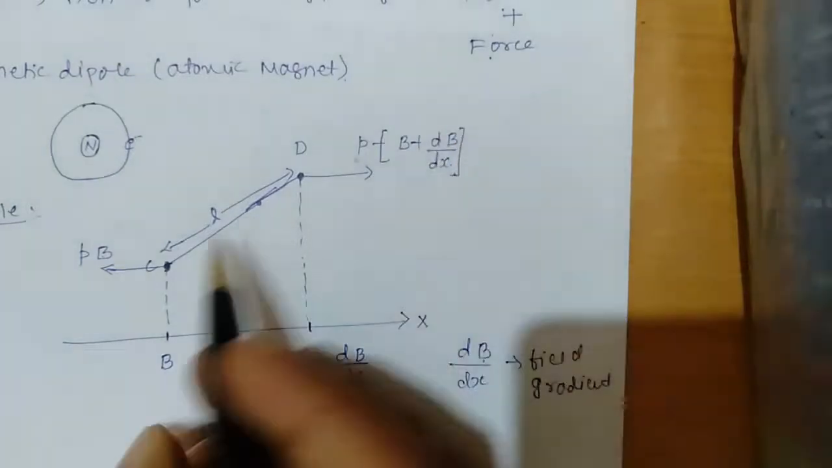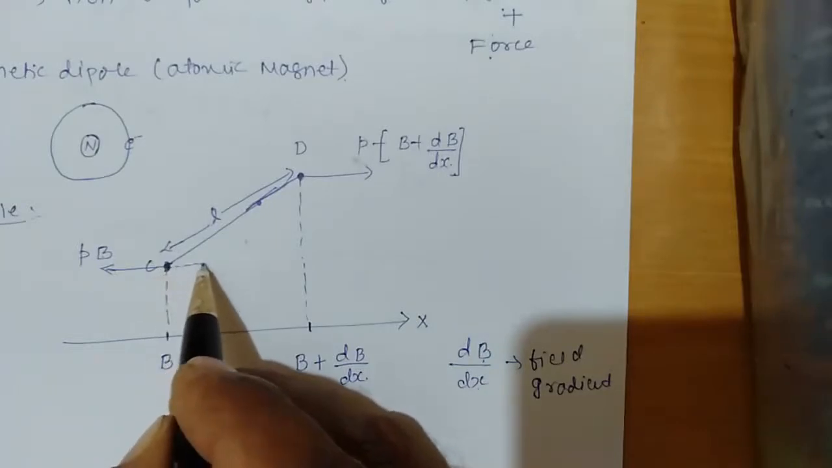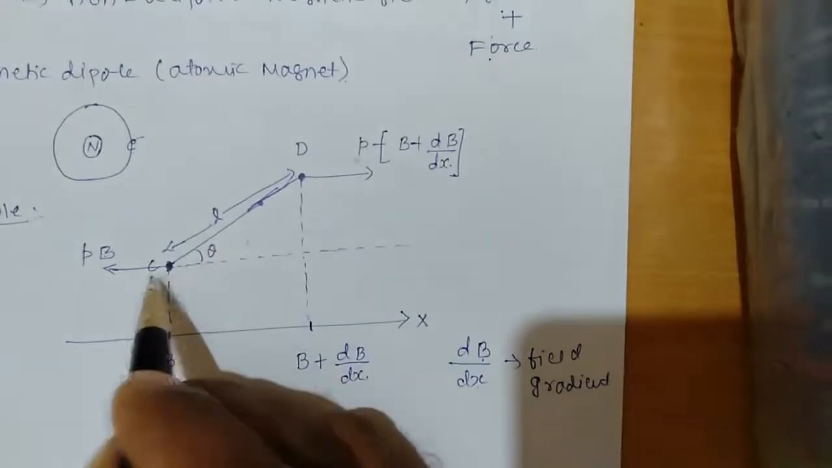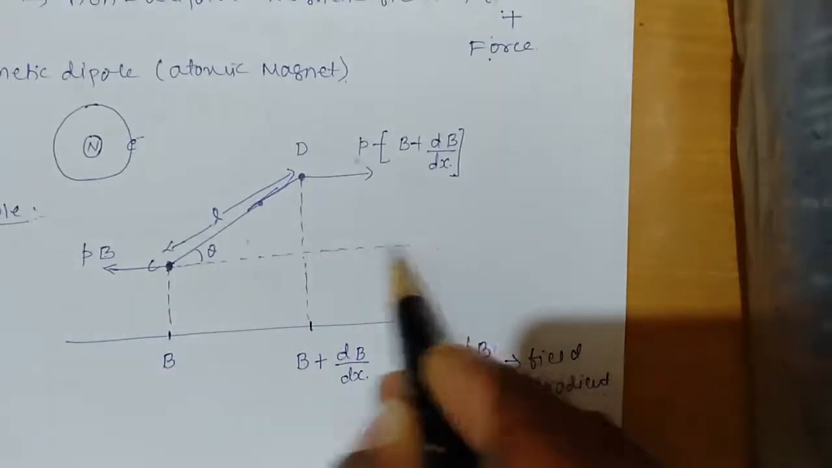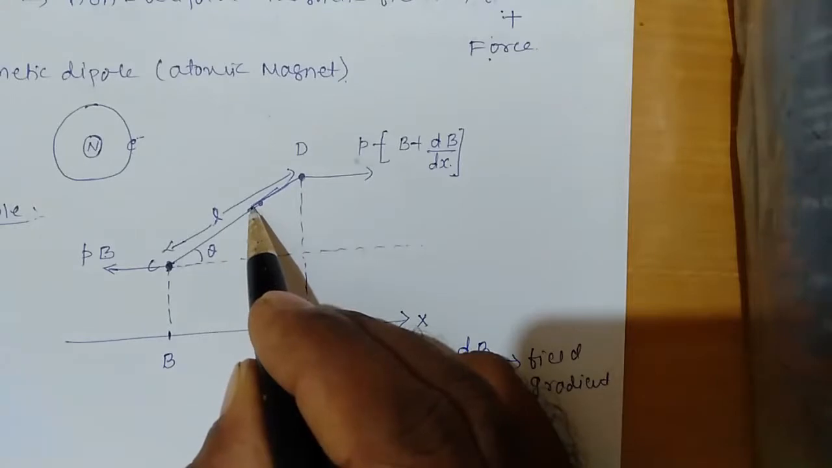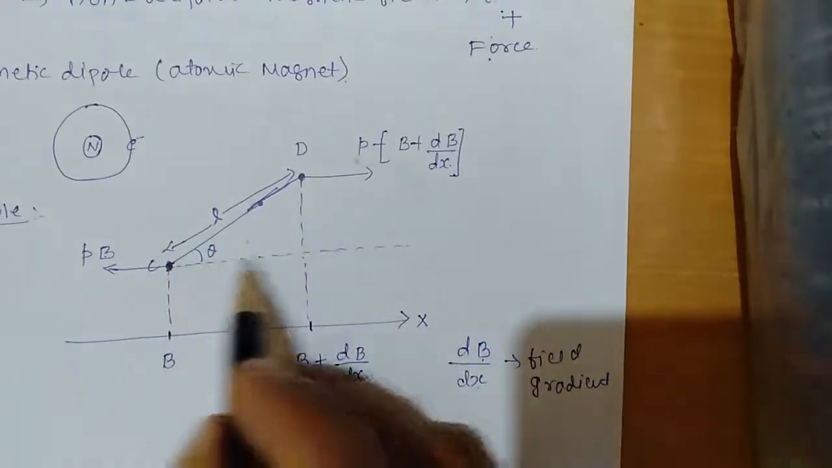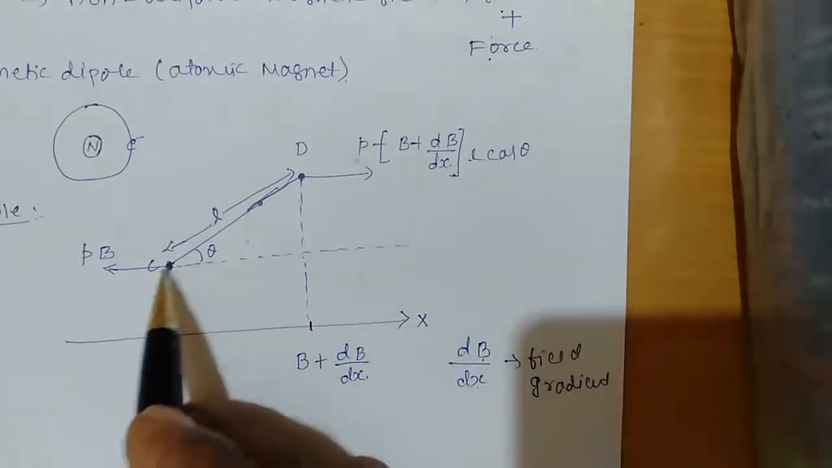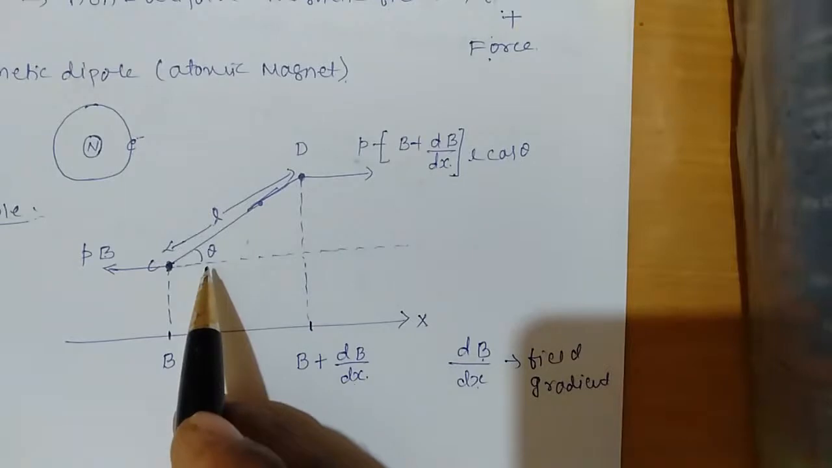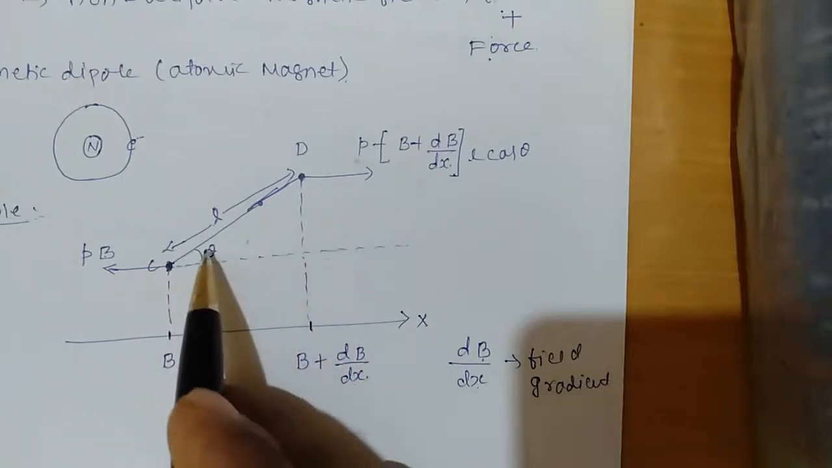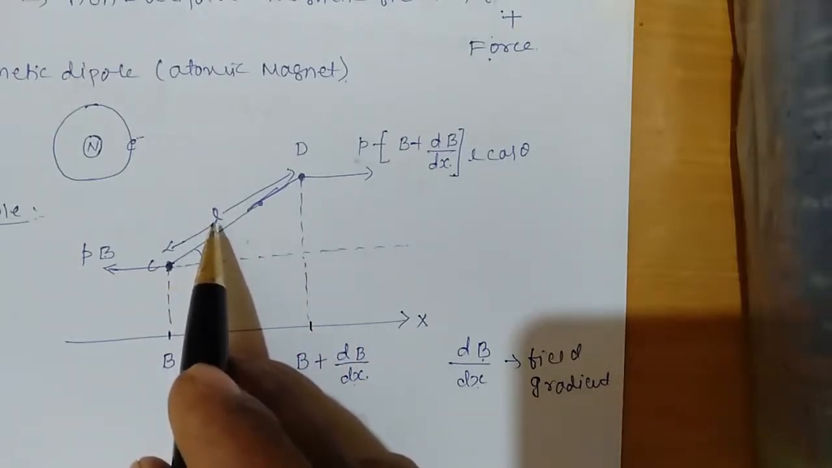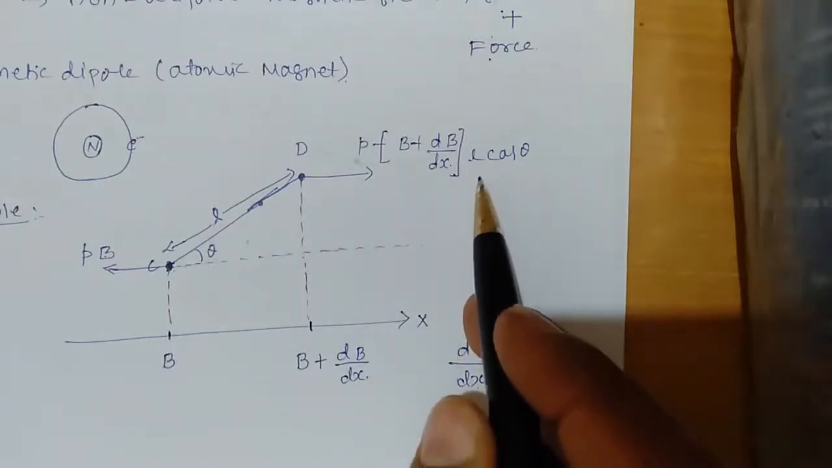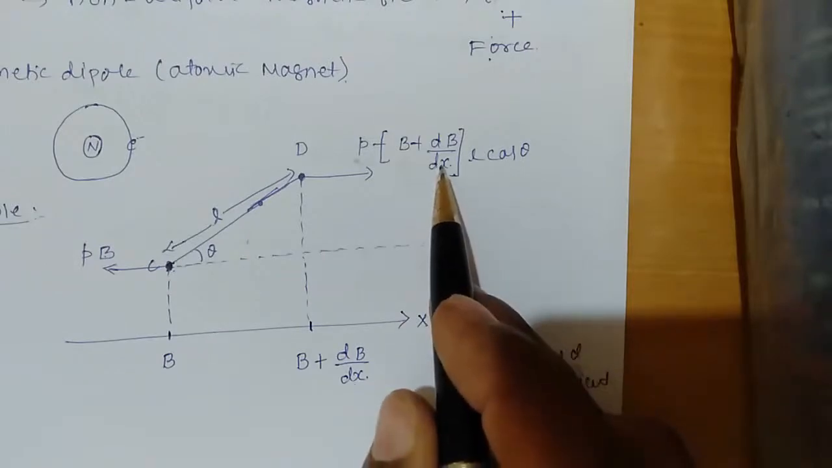Okay, now here let us consider that this dipole is making an angle of theta along the direction of the magnetic field. Then the value of this particular length of the dipole along the x direction will be L cos theta. Why? Because since the dipole is making an angle of theta with the x direction, the length of the dipole along the x direction will be equal to L cos theta. So this factor has to be multiplied at this particular point.